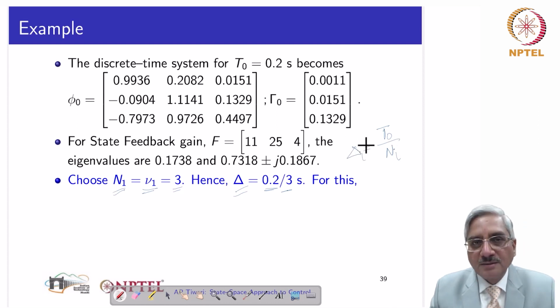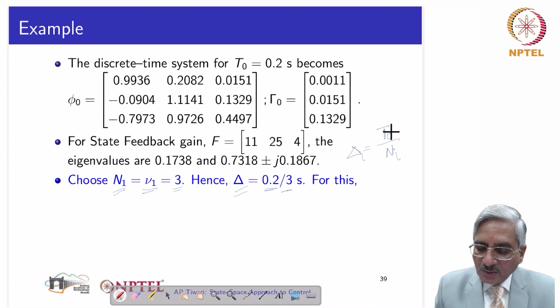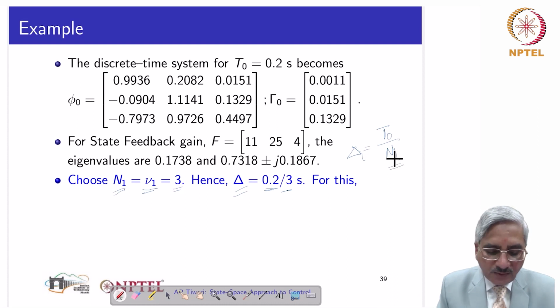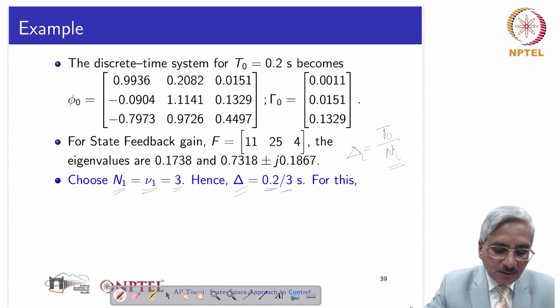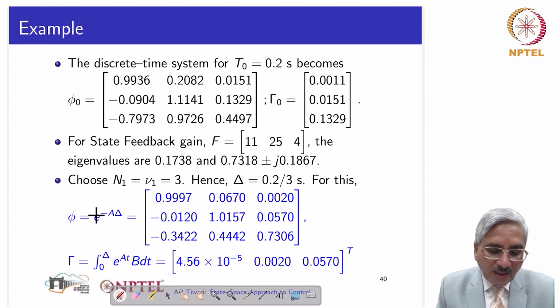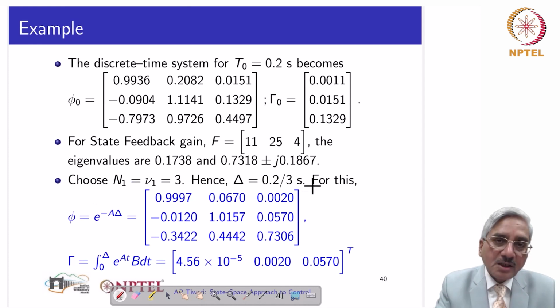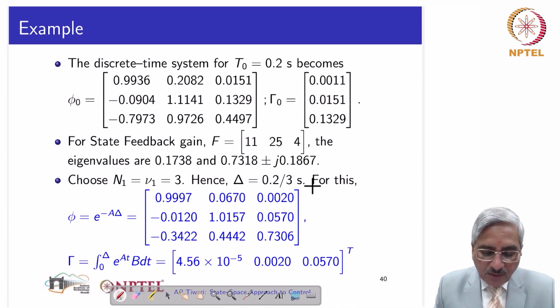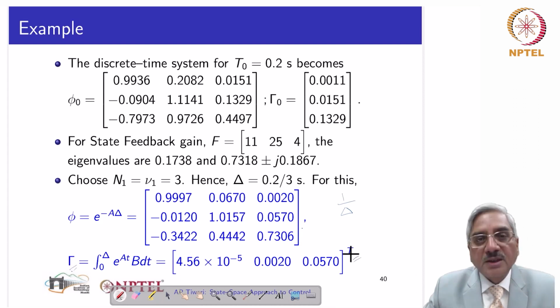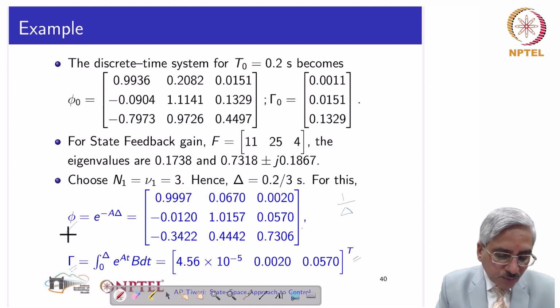So here there is only one output, only one input. So T0 is 0.2 and N1 is 3. So delta is 0.2 by 3 seconds. And for this, the phi, so this is the same continuous time system which was given in the beginning, however for the sampling rate 1 by delta, this one, and this is the input matrix corresponding to that. So these will be used to calculate that bold C, etc.